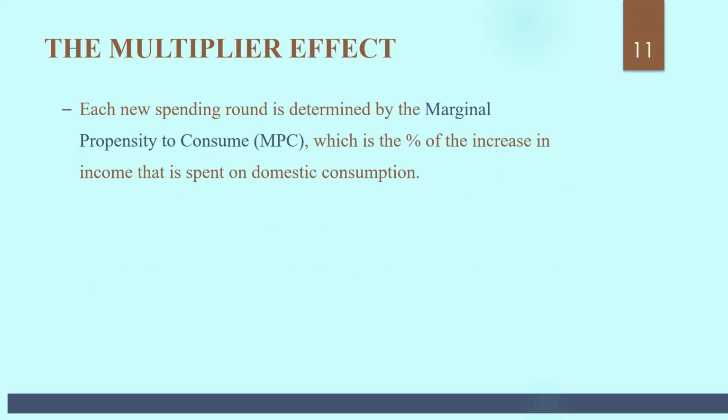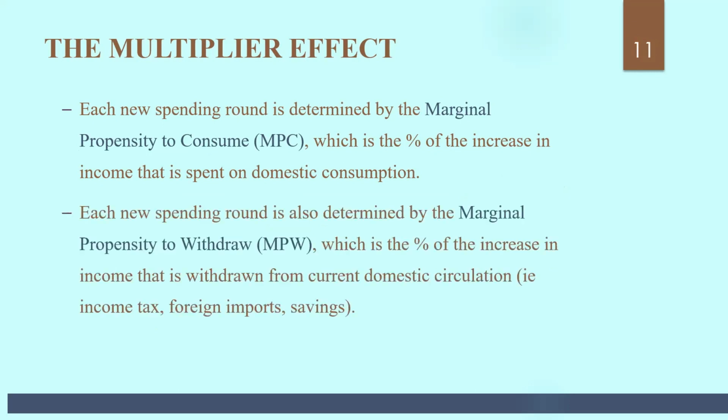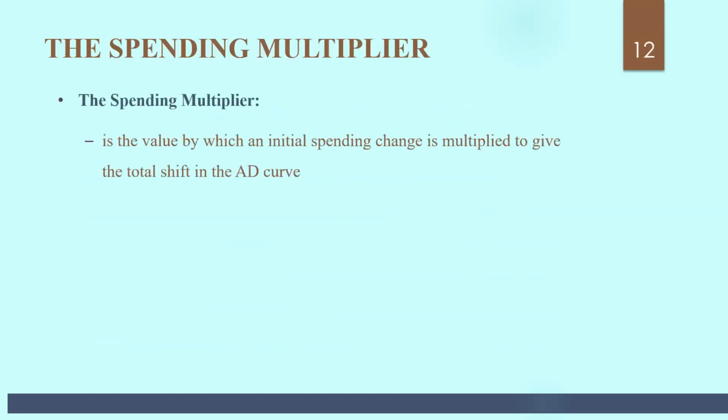Each new spending round is determined by the marginal propensity to consume, MPC, which is the percentage of the increase in income that is spent on domestic consumption. Each new spending round is also determined by the marginal propensity to withdraw, MPW, which is the percentage of the increase in income that is withdrawn from current domestic circulation, i.e. income tax, foreign imports, savings. So MPC and MPW always sum up to 100% of the increase in income. Spending multiplier is 1 divided by 1 minus MPC, or 1 divided by MPW.